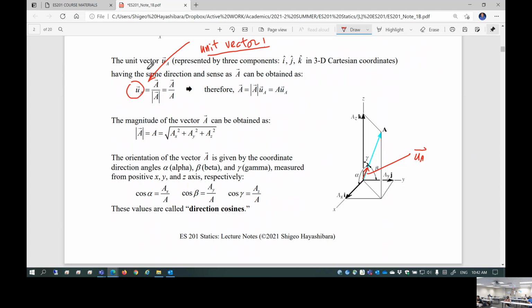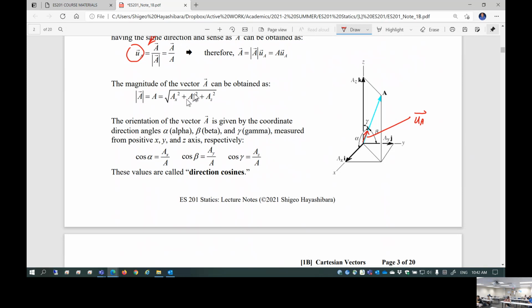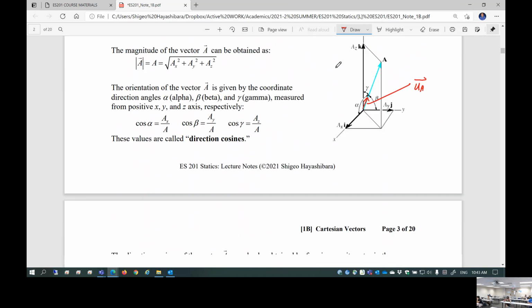That's a unit vector. Oftentimes we have to find this unit vector UA and then multiply by the magnitude of A to represent the original vector A. Does it make sense? The magnitude of the vector A is given by each component's magnitude squared, added up, then take a square root. Of course, you know that.